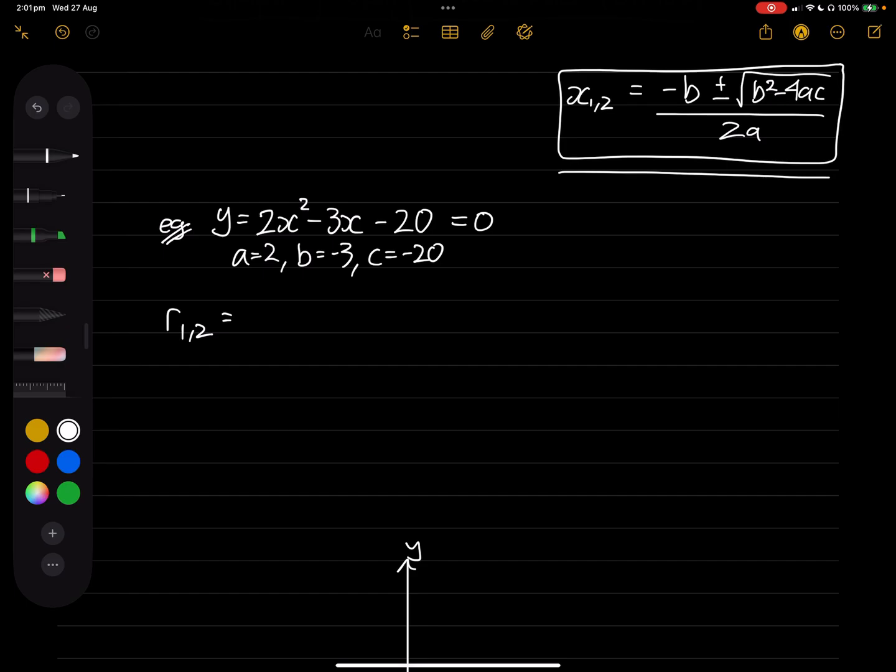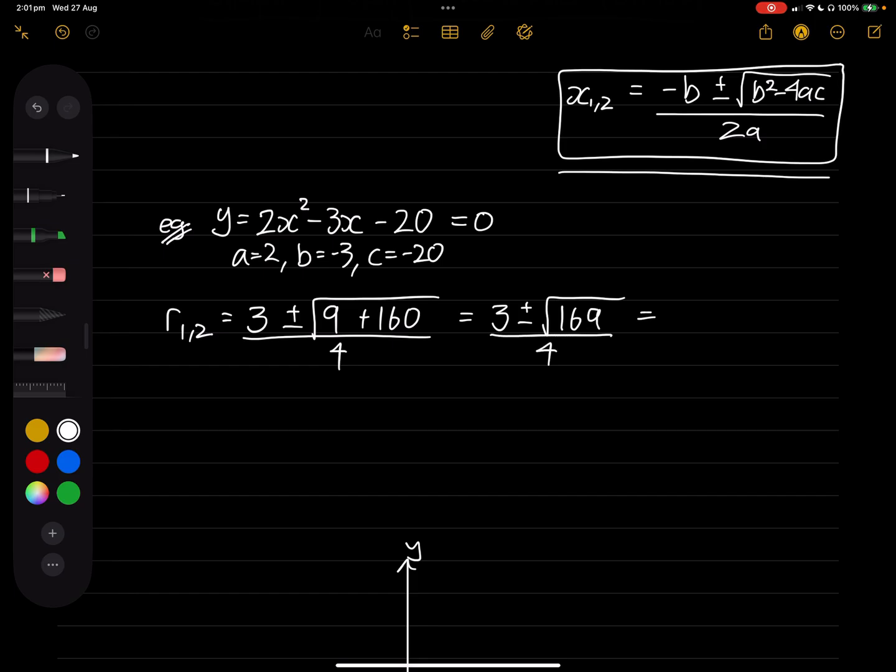Roots 1 and 2 are minus b, which is 3, plus or minus the square root of b squared, which is 9, minus 4 times a times c. Well, 4 times 2 times minus 20, all negative, is plus 160. This gets divided by 2a, which is 4. So this is 3 plus or minus the square root of 169 over 4. Well, the square root of 169 is 13. So this is 3 plus or minus 13 over 4.